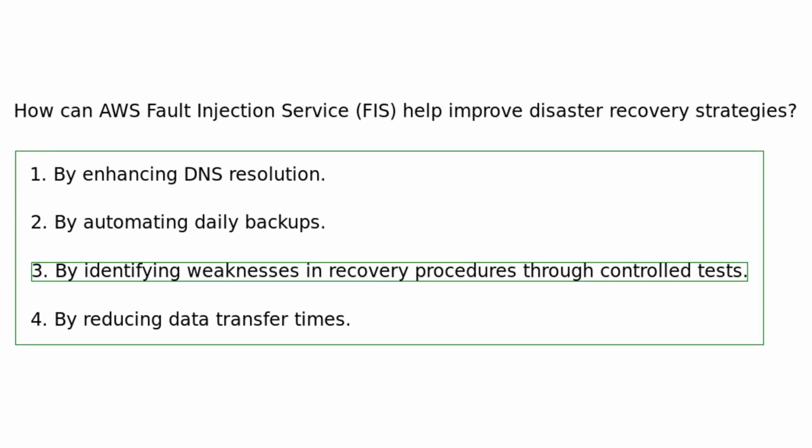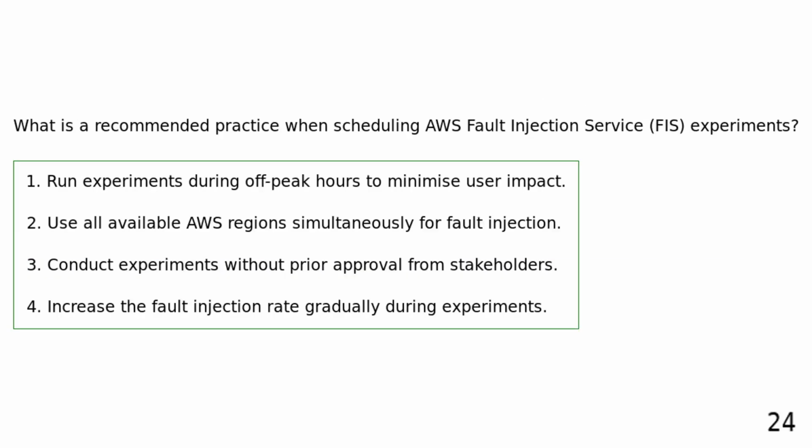AWS Fault Injection Service helps improve disaster recovery strategies by identifying weaknesses in recovery procedures through controlled fault injection tests. What is a recommended practice when scheduling AWS Fault Injection Service experiments? Run experiments during off-peak hours to minimize user impact. Use all available AWS regions simultaneously for fault injection. Conduct experiments without prior approval from stakeholders. Increase the fault injection rate gradually during experiments.